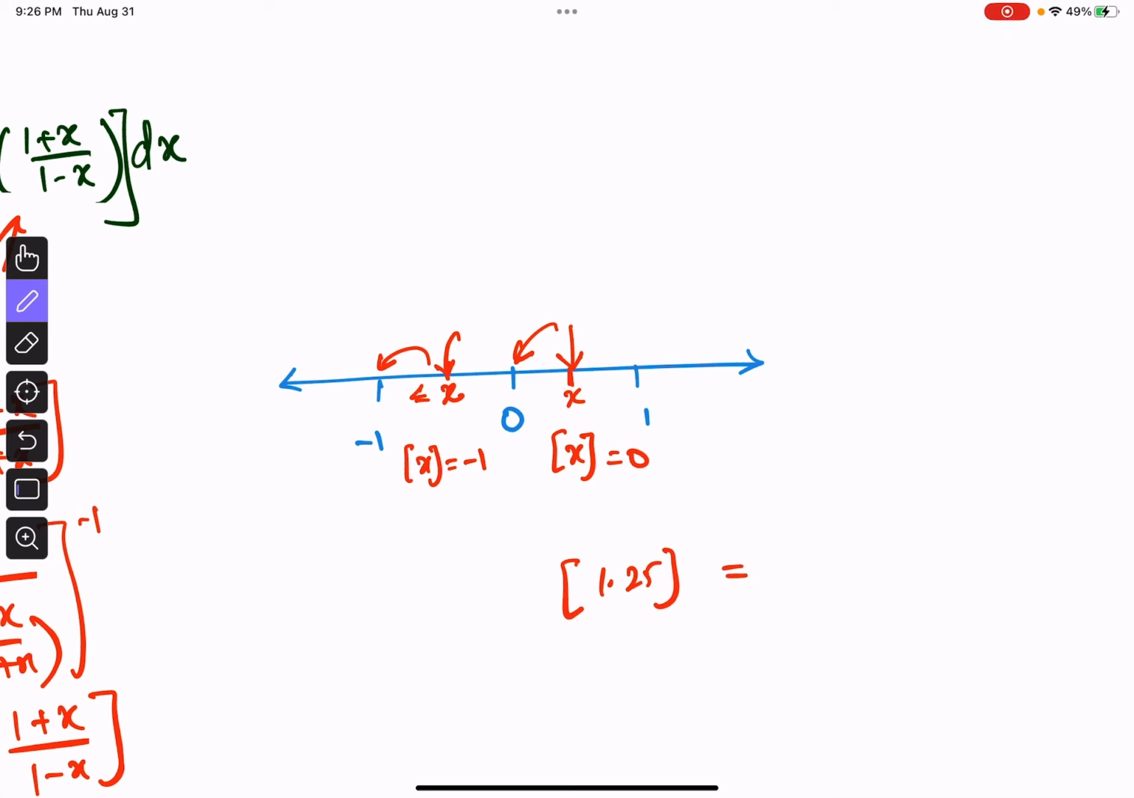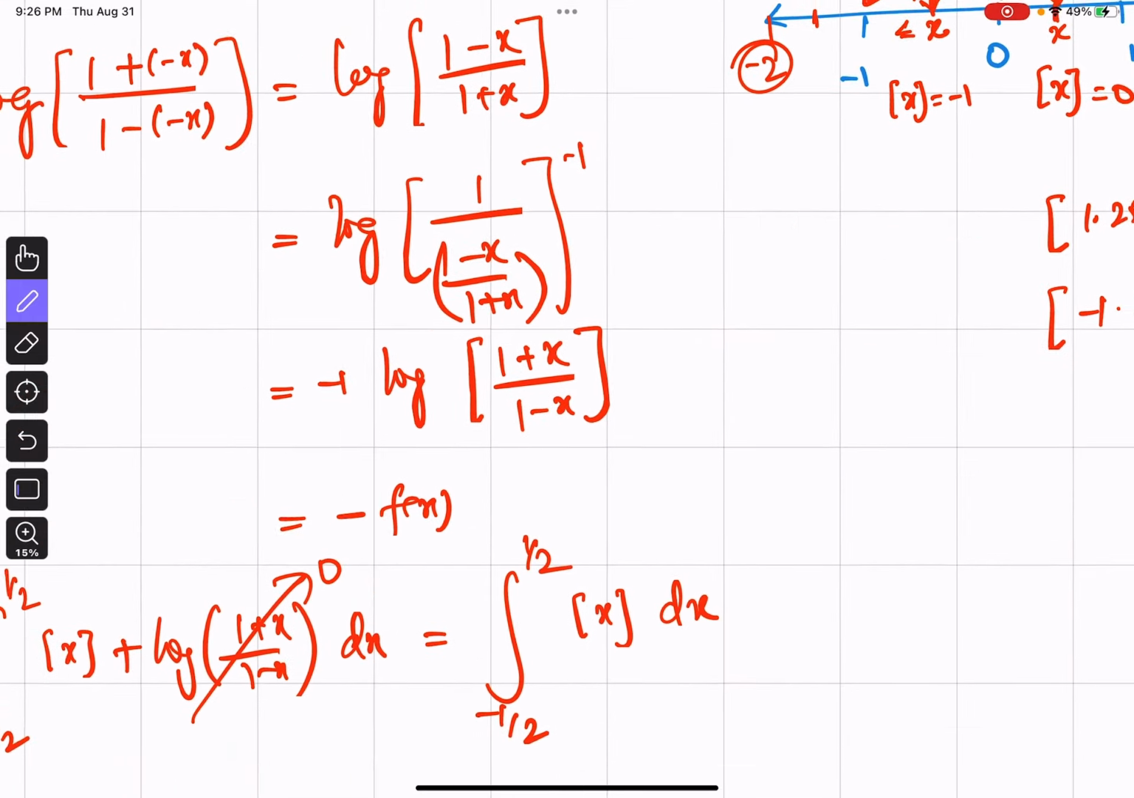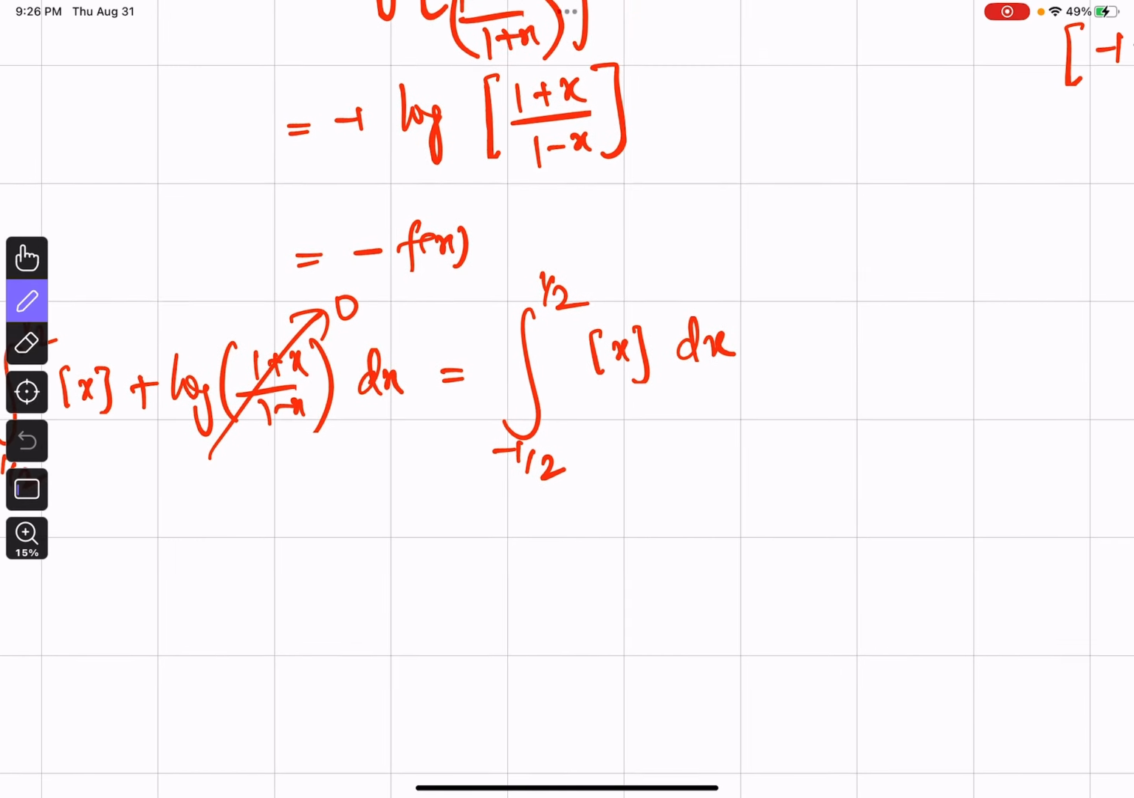Now what's the greatest integer which is less than or equal to 1.25? That is 1, right? So minus 1.25, for example, what is that? I know this minus 1.25 will be somewhere here, am I right? And therefore minus 2 is the greatest integer among all the integers which are less than it. So this is minus 2, okay? Hopefully that is understood.